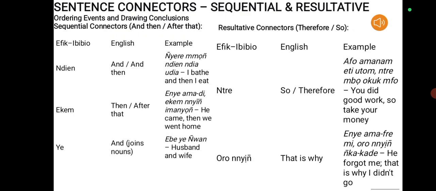Sentence connectors, the sequential and resultative. Ordering events and drawing conclusions. Sequential connectors, and then / after that. Resultative connectors, therefore / so. This section handles time order and conclusions. Sequential connectors tell listeners what happened first, next, and last. The most common word is ecom, meaning then or and then. You also have ndien, meaning and, and ku akpetor, meaning finally or at last. With this you can narrate a whole day in one flow.